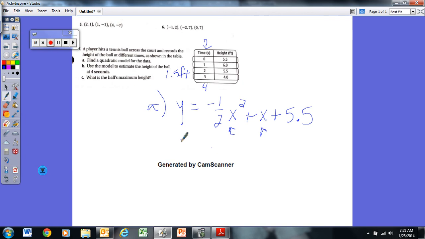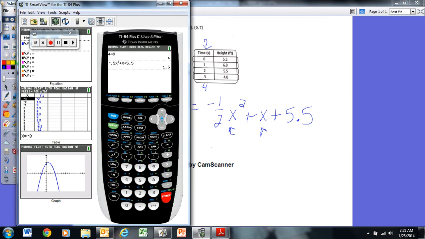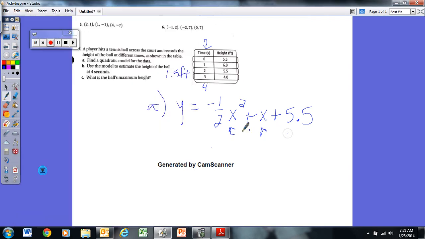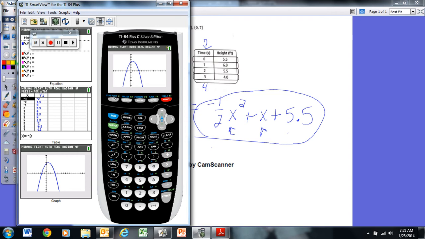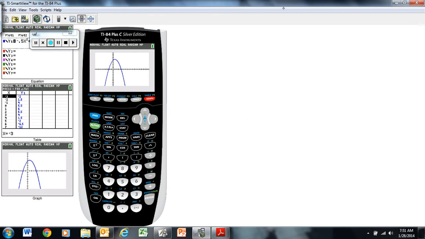What is the ball's maximum height? Well, that's when we come to the calculator and we look at the graph of this function, which we just stored in Y equals. That's when we did Vars, Y Vars. We told it to put the function into Y1. So if you look at Y equals, there's the function, negative 0.5 x squared plus 1x plus 5.5. We look at the graph.